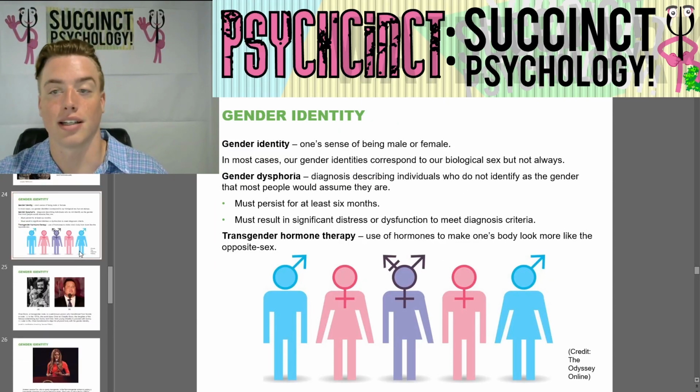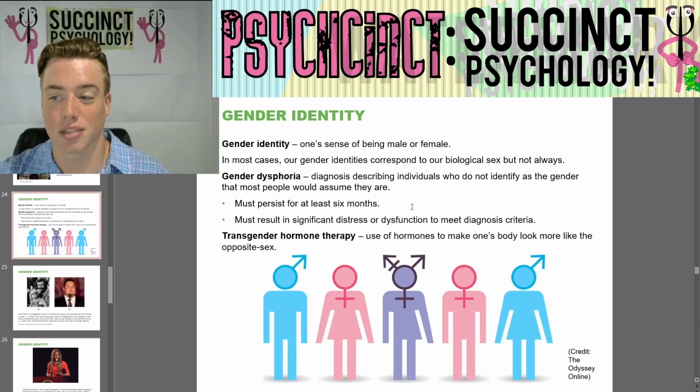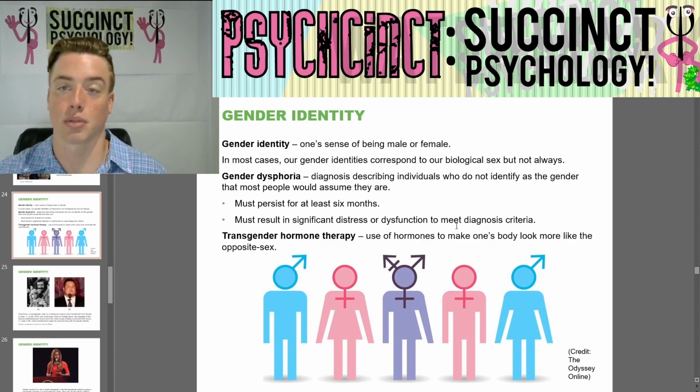Alright, so gender identity. So is one's sense of being male or female. In most cases, our gender identities correspond to our biological sex, but not always. Gender dysphoria is a condition in which a person feels they are not the gender that most people would assume they are. So if you identify as female, but you look like a male. It must persist for at least 6 months and must result in significant distress or dysfunction to meet a diagnosis criteria.